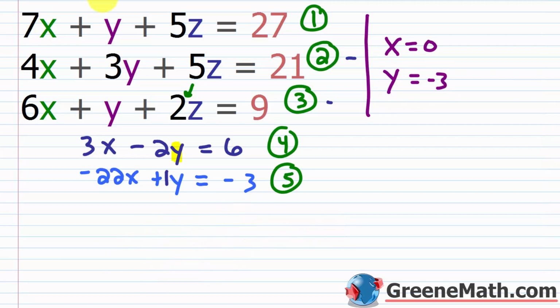Okay, so from here, I just have to figure out what z is. And to do that, I can plug into either equation 1, 2, or 3. Doesn't really matter. So let's just choose equation 1. So we would have 7 times 0, which is 0, plus you have y, which is negative 3, so negative 3, plus 5z equals 27. So let's add 3 to both sides of the equation. Let me scroll down for a minute.